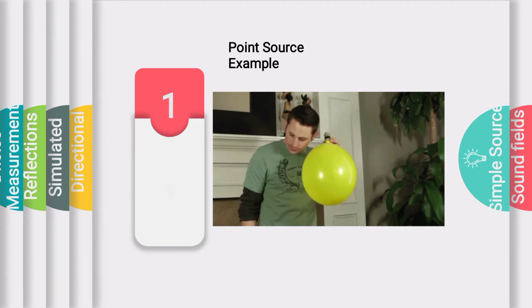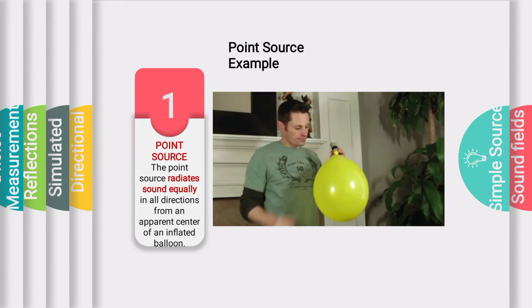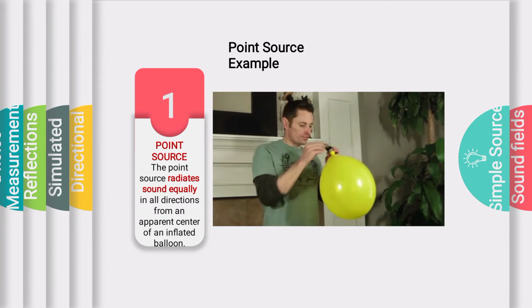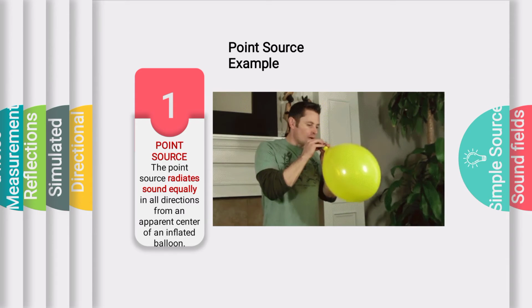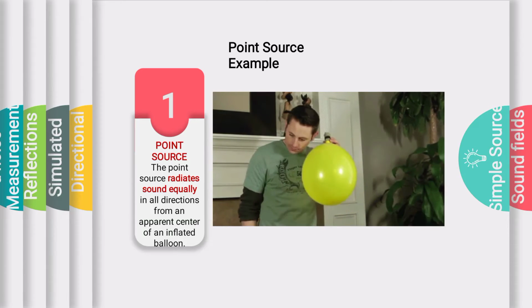A good way of understanding a point source is a sound coming from an inflated balloon that vibrates over its entire surface. This source radiates sound equally in all directions from the center of the balloon.